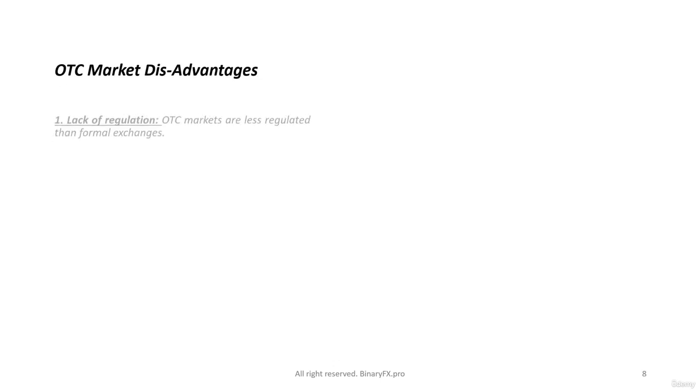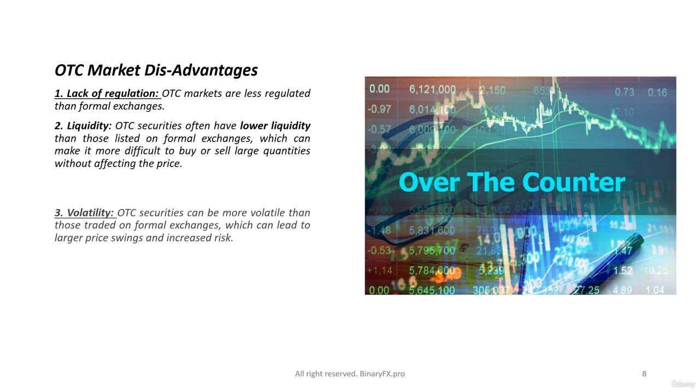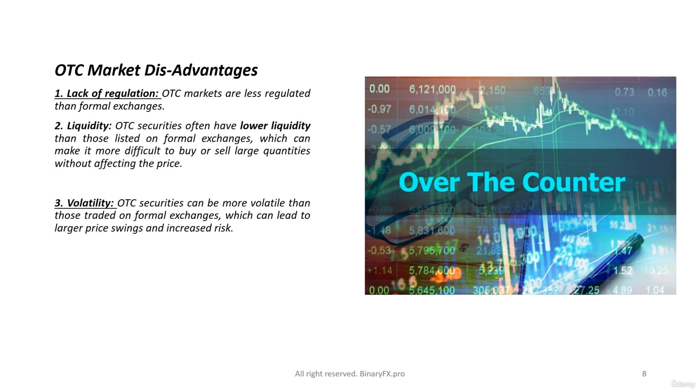OTC market disadvantages. First one is the lack of regulation, because OTC markets are less regulated than formal exchanges. Second one is about liquidity. OTC securities often have lower liquidity than those listed on a formal exchange, which can make it more difficult to buy and sell large quantities without affecting the price.